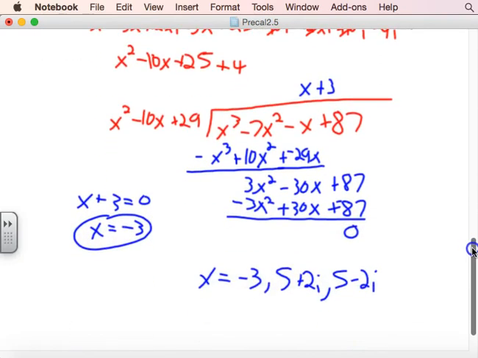Right here you can see the steps. I'm not going to walk you through the whole thing. And whenever we get done, we get x plus 3 as the only other factor. So set x plus 3 equals 0, solve, and our other 0 is negative 3. So our zeros are negative 3, 5 plus 2i, and 5 minus 2i.